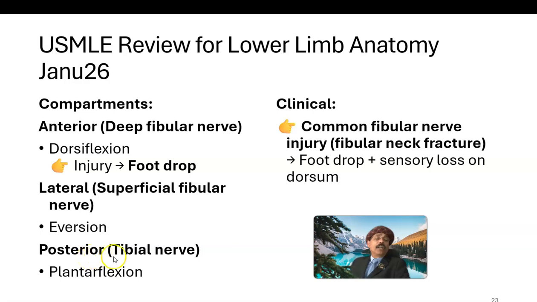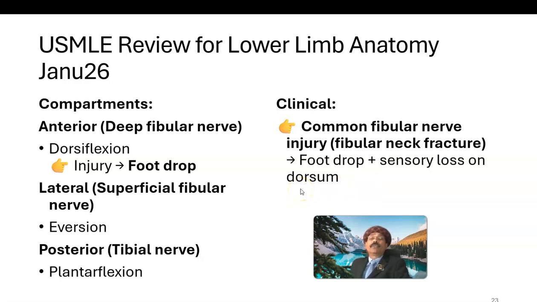Posterior to the leg, our nerve is the tibial nerve and it innervates all the muscles at the back of the leg. Those are essential for plantar flexion. Clinical condition: common fibular nerve injury, fibular neck fracture, foot drop, because the person cannot dorsiflex the foot, and sensory loss on the dorsum of the foot.